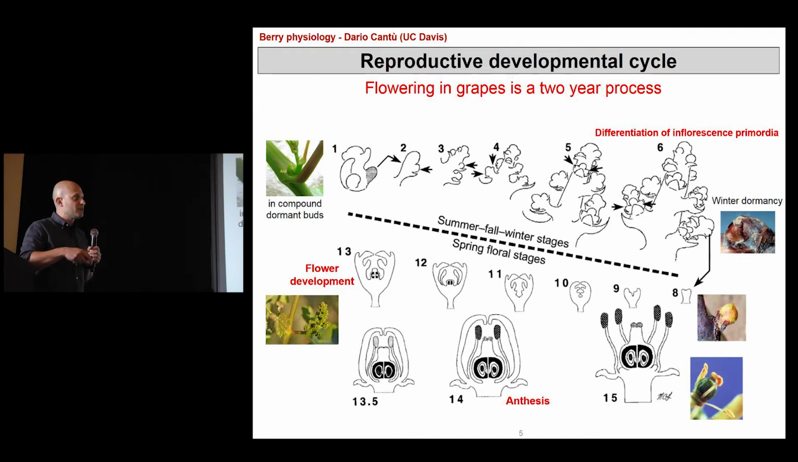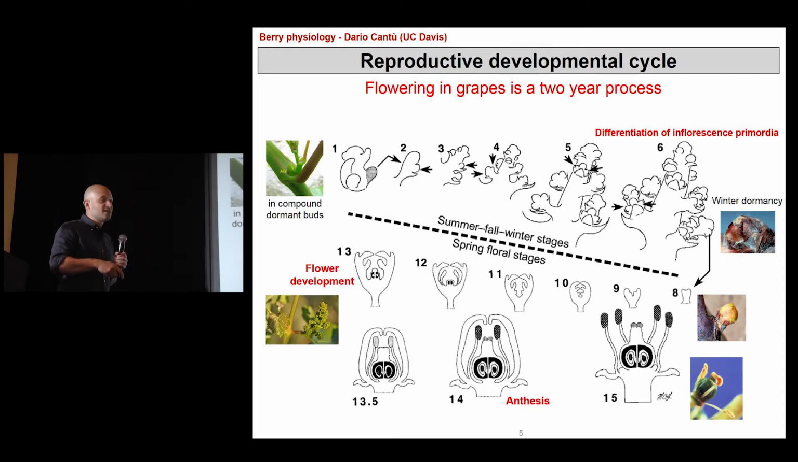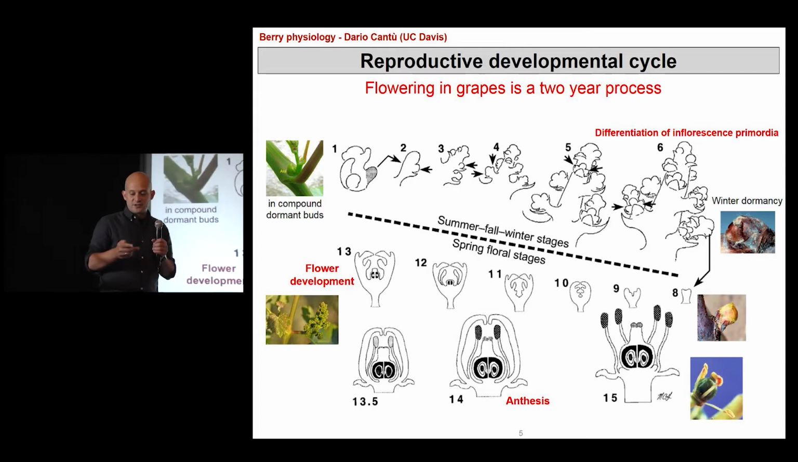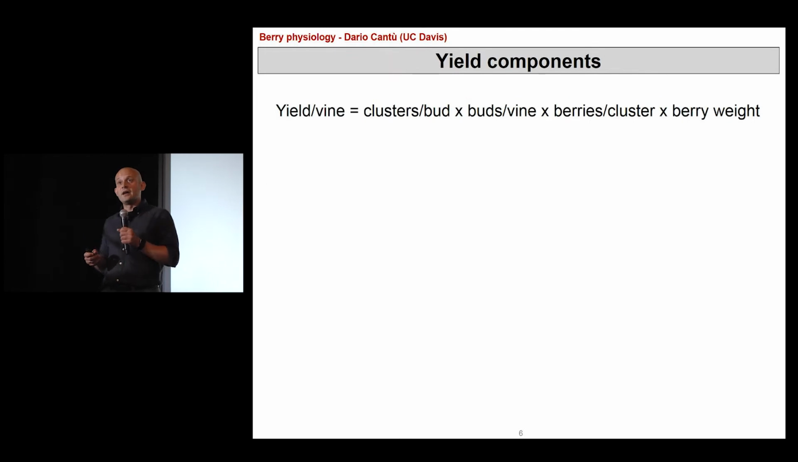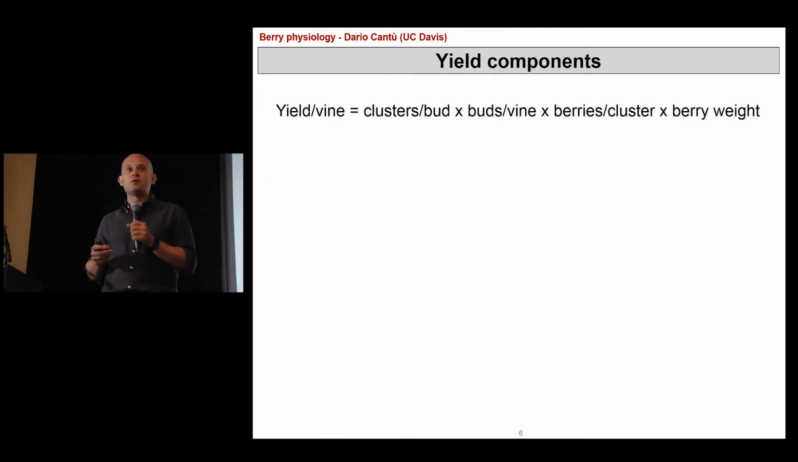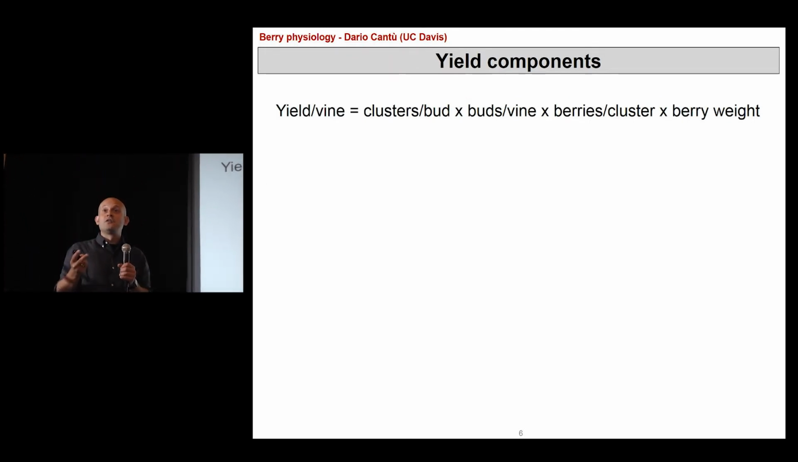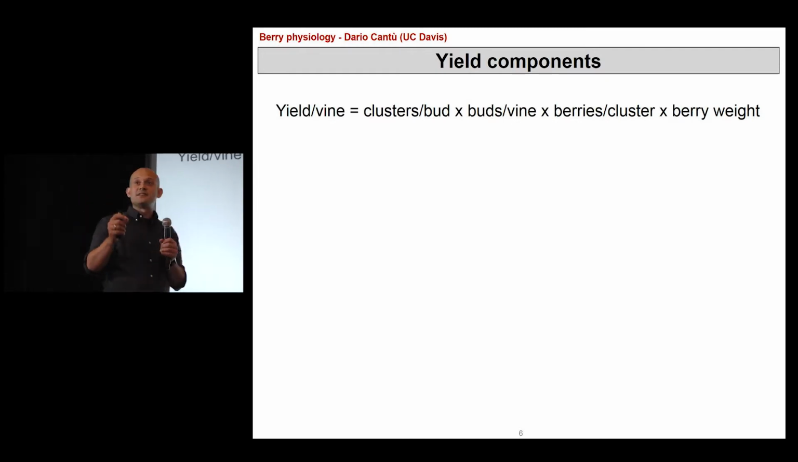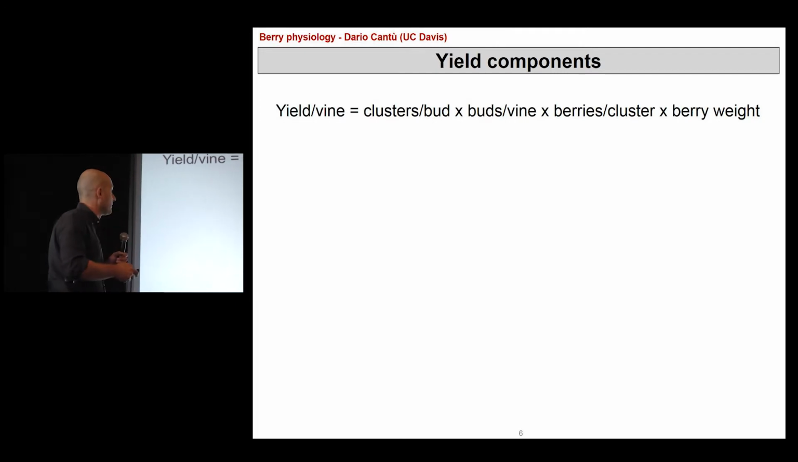We finish year 1 with dormancy. So those buds where the inflorescences have differentiated, we enter dormancy. We start year 2 by bud break, and during year 2 only we're going to have the development of the flowers, and finally fertilization and fruit set. Okay, so it's a 2-year process. So when we think about yield in grapevines, we need to think about all the processes that occur in the 2 years, starting from the inflorescence differentiation in the compound buds.